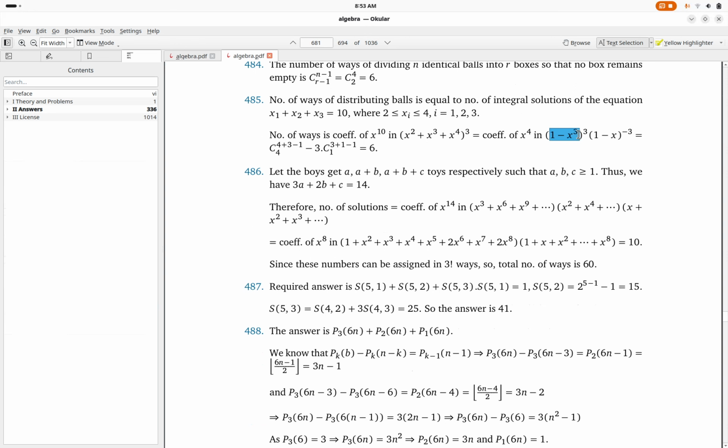Again, this question requires the binomial theorem for any index, without which you cannot solve it. So if you have not studied the binomial theorem for any index, we can skip the question.